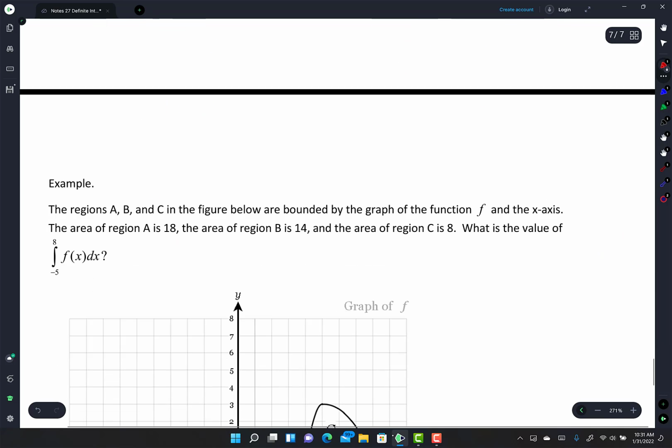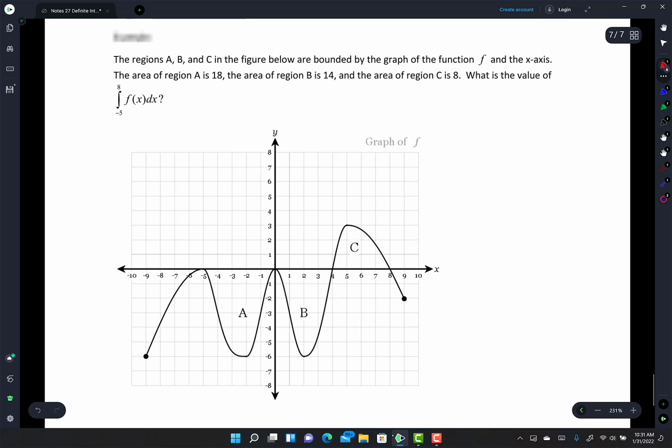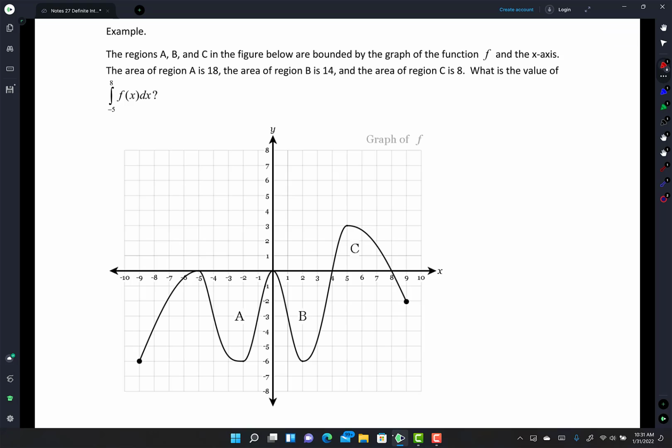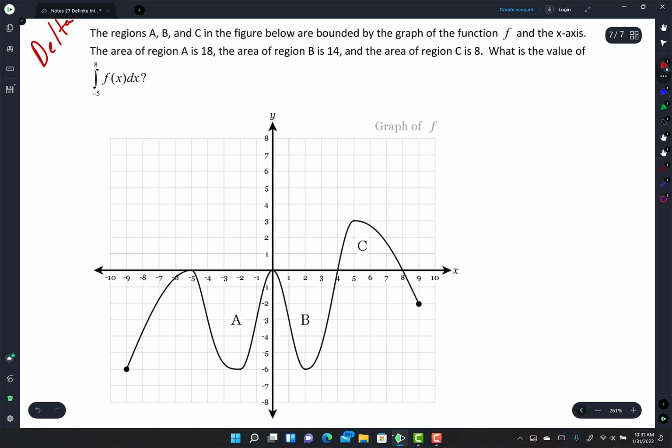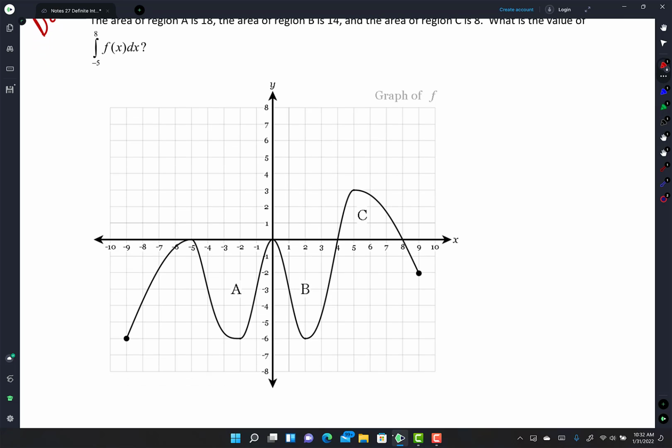Okay, let's keep going. So this is, obviously you can tell the formatting of this question. I took this one from Delta, so let's give Delta their credit. So here it is. This is the type of questions you're going to get on Delta. The regions A, B, and C in the figure below are bounded by the graph of the function f and the x-axis. The area of region A is 18, so I'm going to put 18 right here.